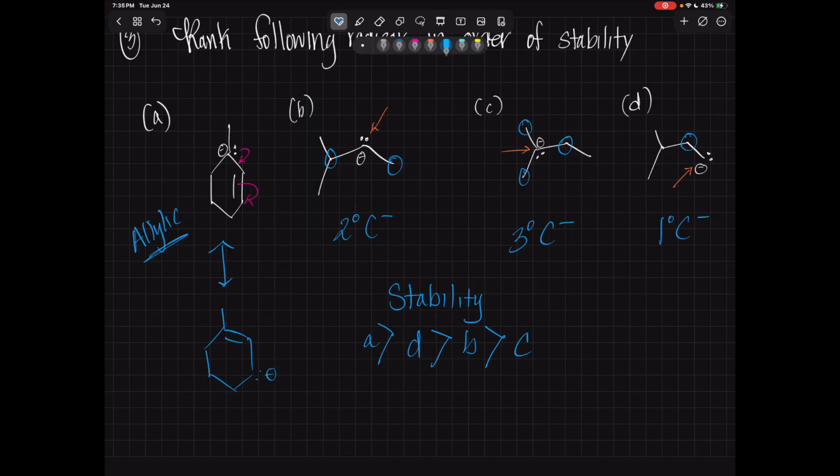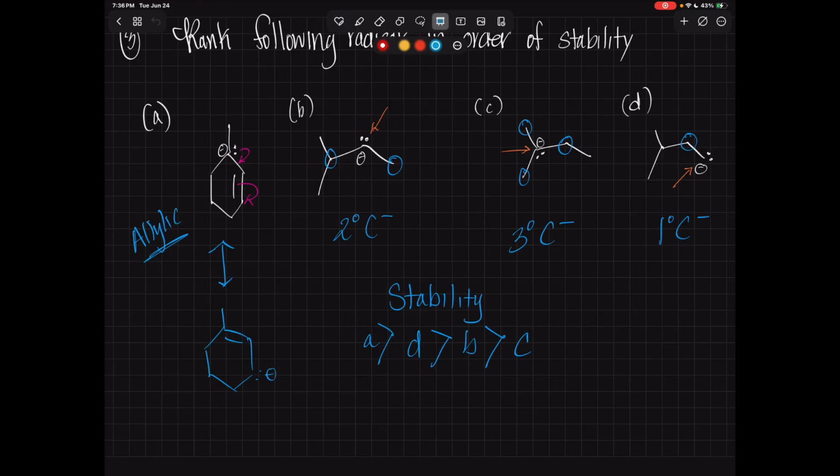Then we have D. D is next in stability because the carbanion is only connected to one other carbon, making it a primary carbanion. Being a primary carbanion means it is the next most stable, as more substitution on a carbanion actually decreases stability. Those other groups donate electron density to the carbanion, which makes too much negative charge on that carbanion.